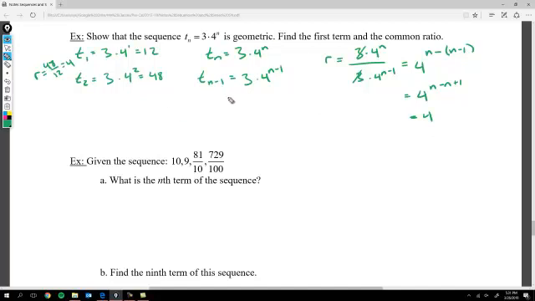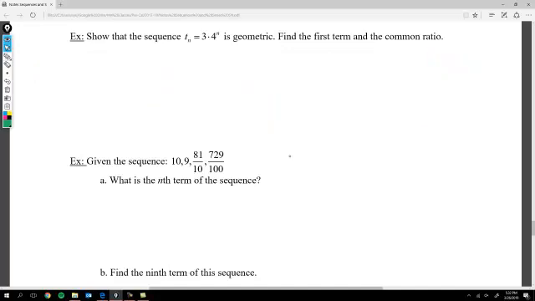So this is going to be geometric. If I take any number and divide it by the previous number, I should get 4. So my first term is 12. My common ratio is 4, and that's what I was asking you to find. Okay, let's move on.